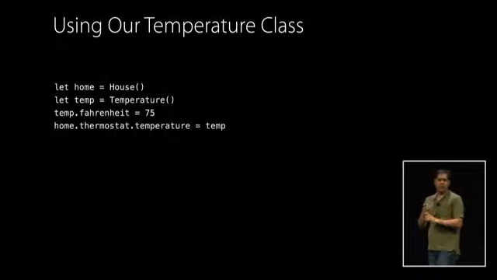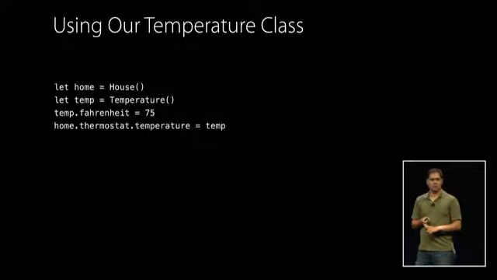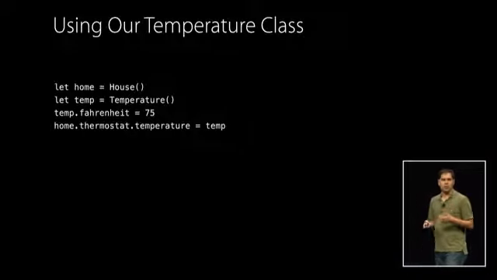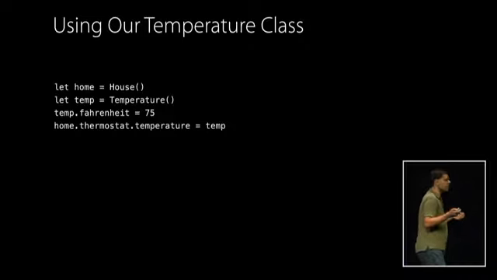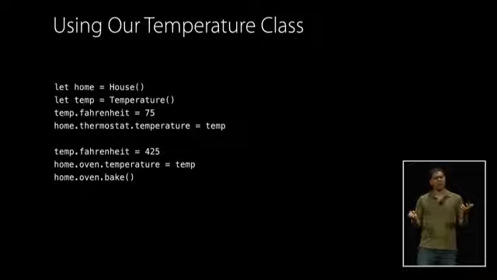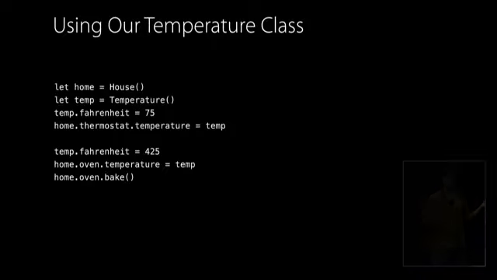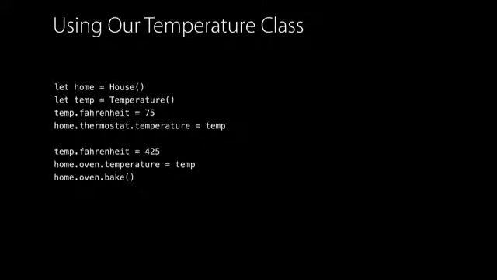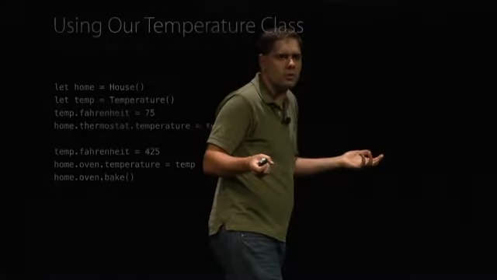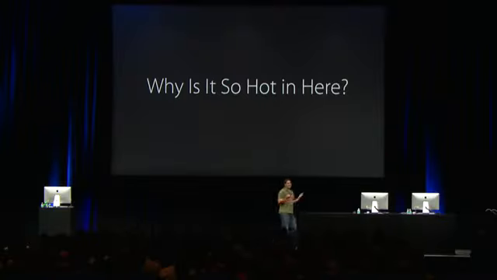We create a home instance. We create a temperature instance. We set our thermostat to a balmy 75 degrees Fahrenheit. Now we decide, getting close to dinner time, I want to bake some salmon. So I set my oven to 425 degrees and hit bake. Walk away. Why is it so hot in here? What's going on? You know what happened.